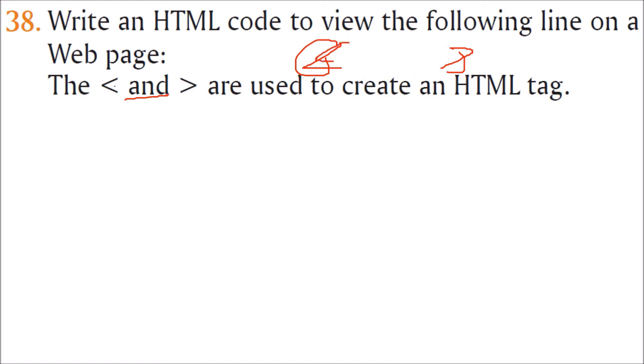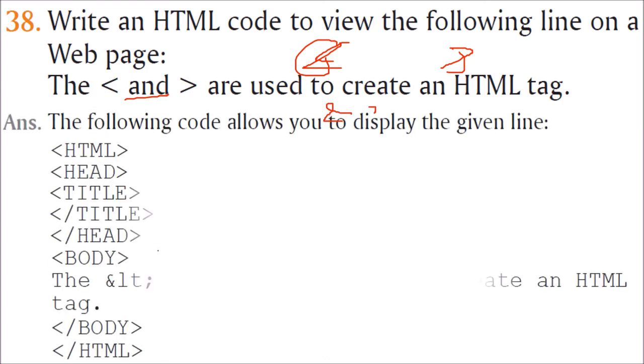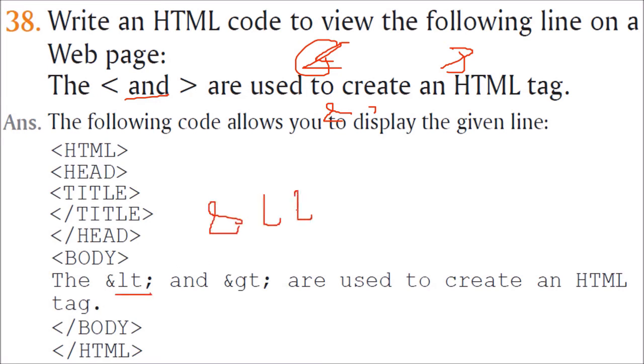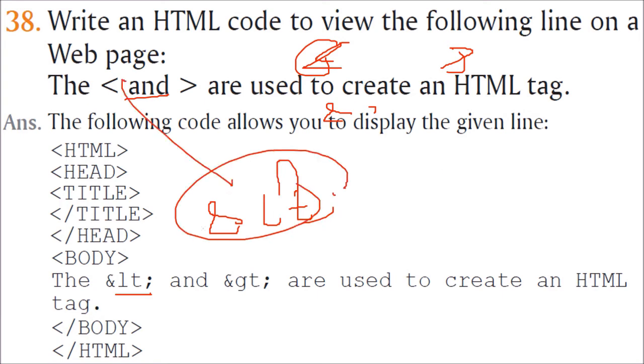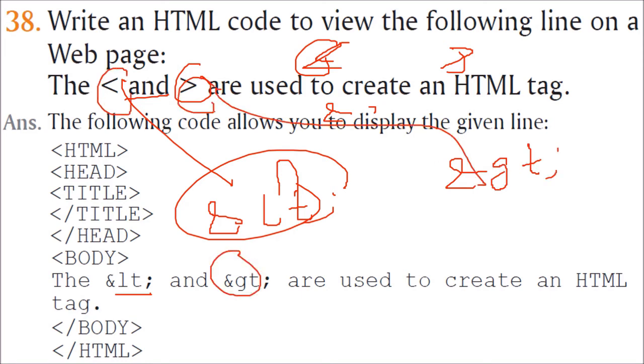For that you have to use, I'll show you, ampersand. Ampersand LT stands for less than, and semicolon. So ampersand lt semicolon for this. Then for this, ampersand GT semicolon. So to print this, just go to the body. For this you write this. For the greater than angle, write this.